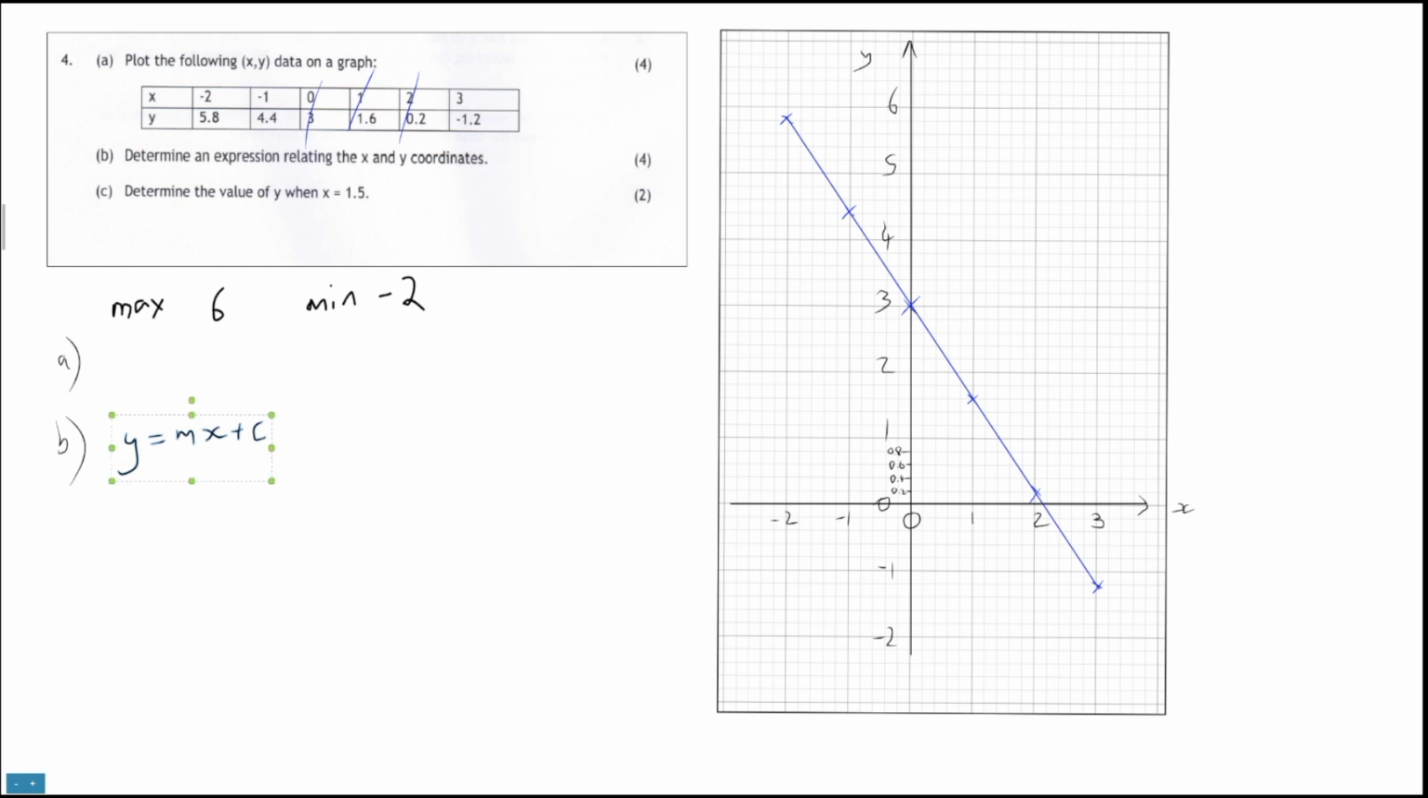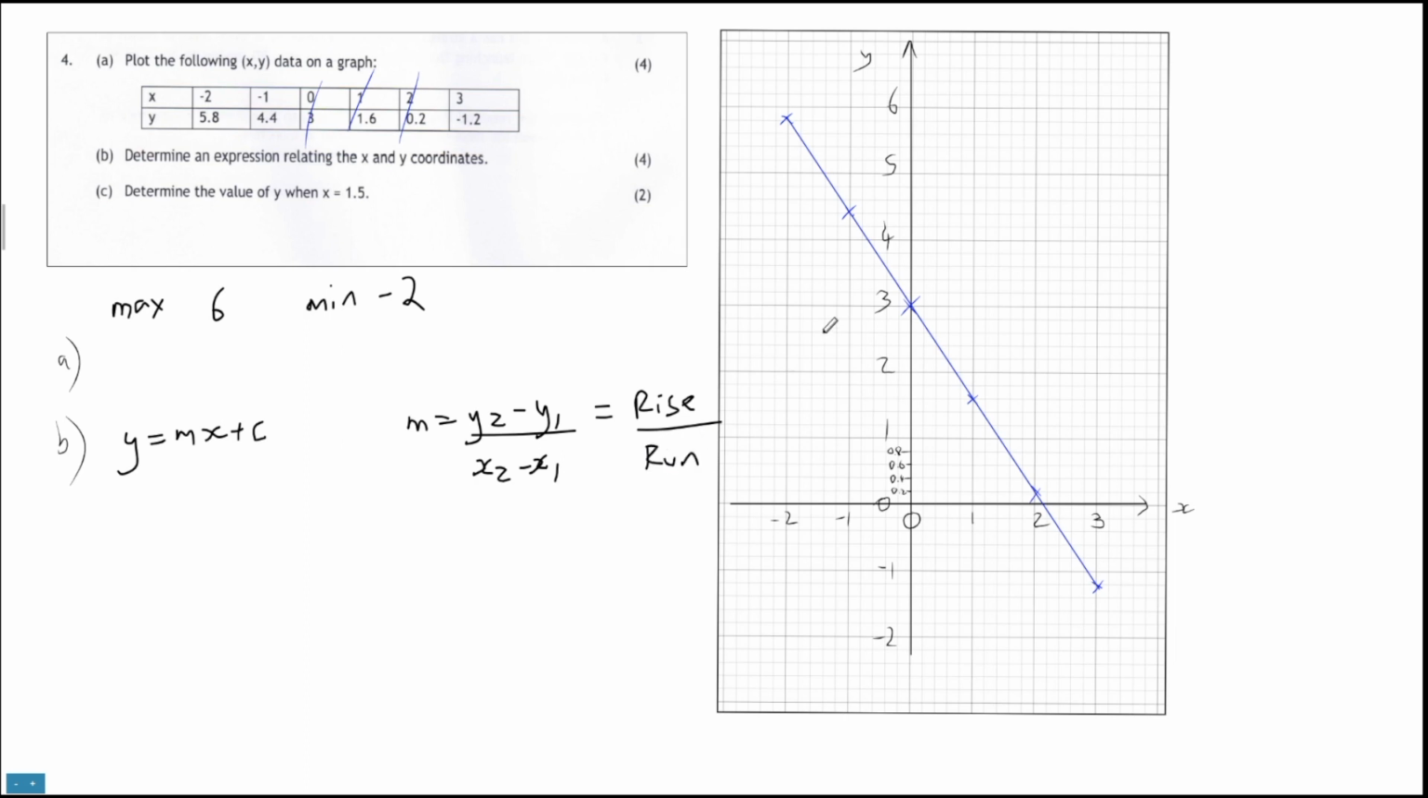Gradient in British English is slope in American English. The slope is basically rise over run, and I can pick 2 points on the graph and count how many squares. So that's the easiest way to do it. You can also do the calculation for m, which is y2 minus y1 over x2 minus x1. It's the same as saying the rise, the change in y, over the run.